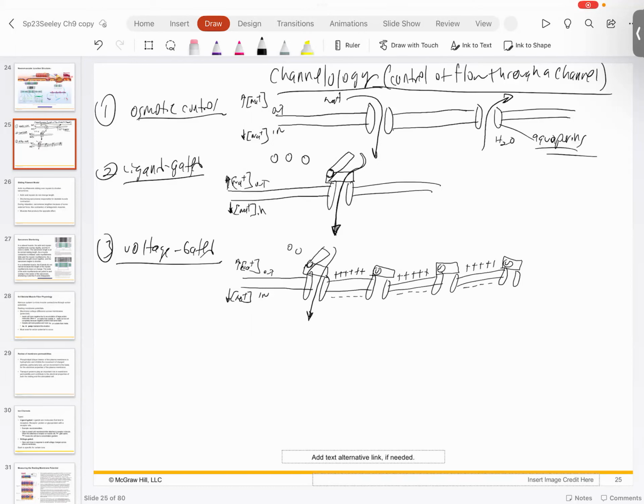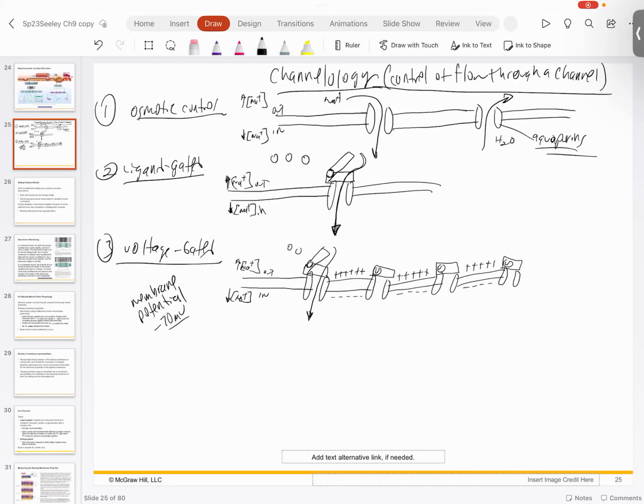This creates a disparity of charge separated by an insulator, which creates what? A membrane potential, which is basically a fancy word for voltage, which is actually measurable in skeletal muscles. It comes in right around minus 70 millivolts.